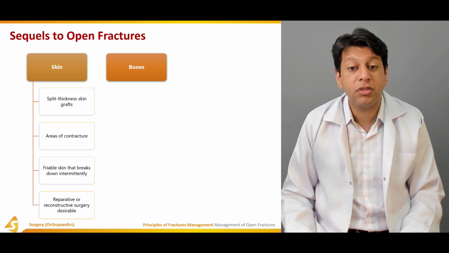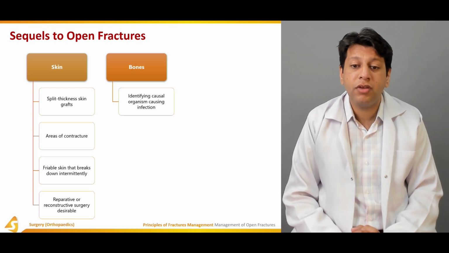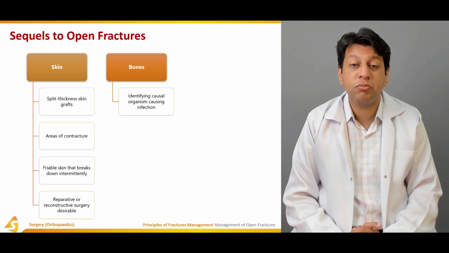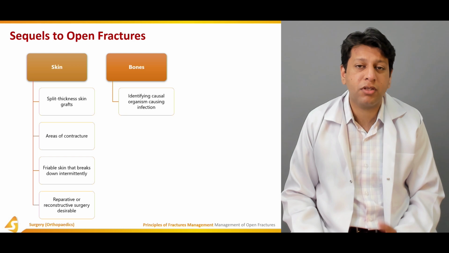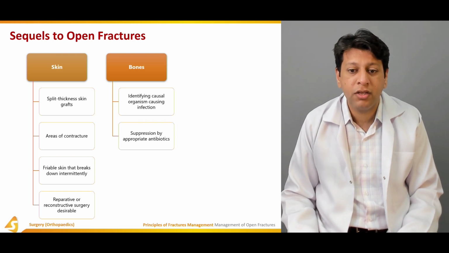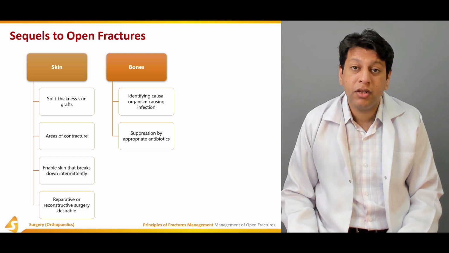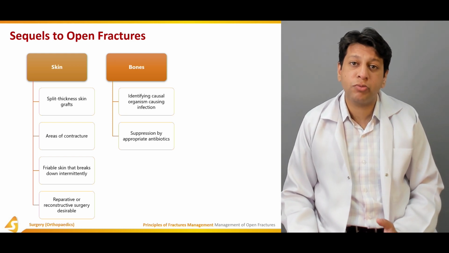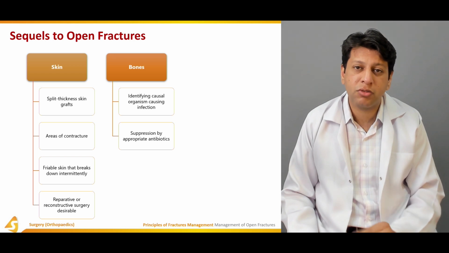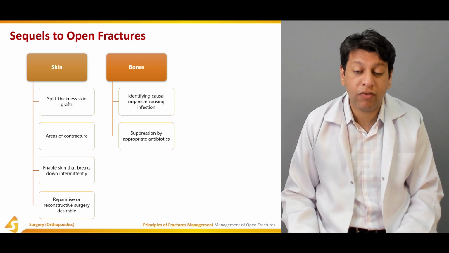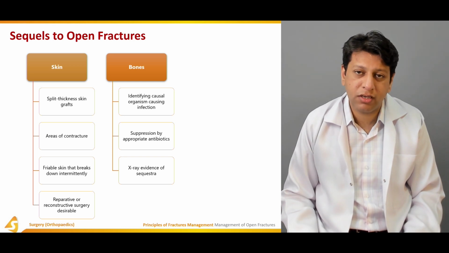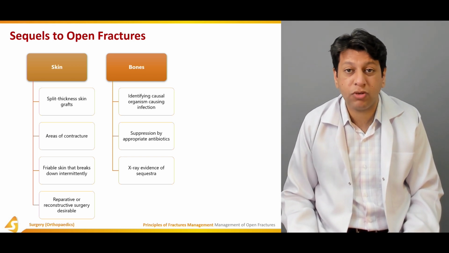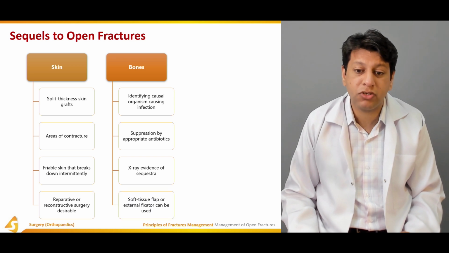Now what could be the sequelae to the bones? Usually we have to identify the causal organism which may be causing infection, because with open injuries infection is a very common sequela. So suppression by appropriate antibiotics is necessary, and sometimes we have to go for culture as well so that we give organism-specific antibiotics so that the infection can be prevented. And later on it may result in osteomyelitis.